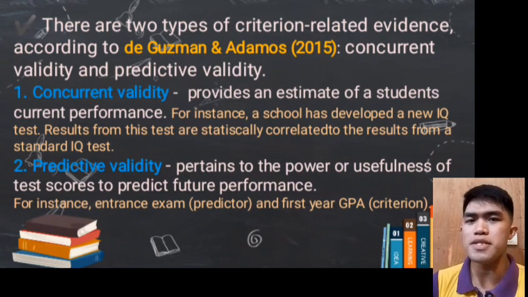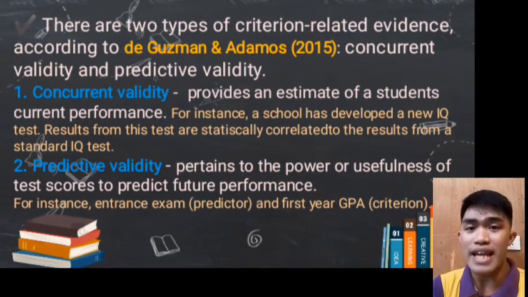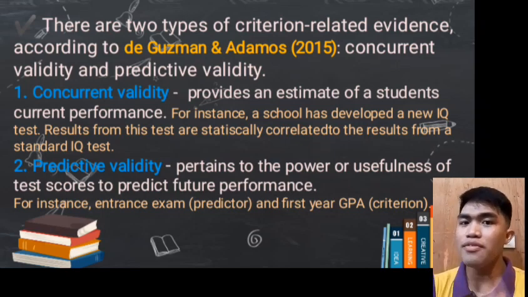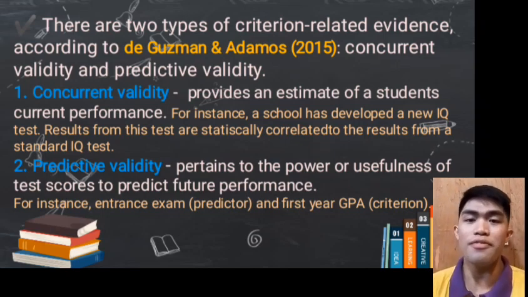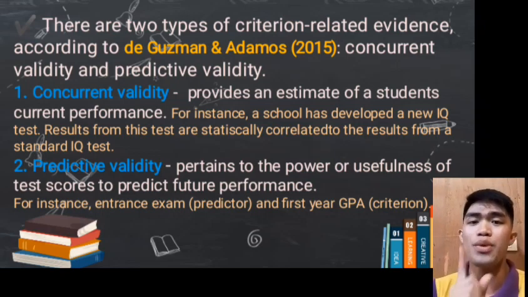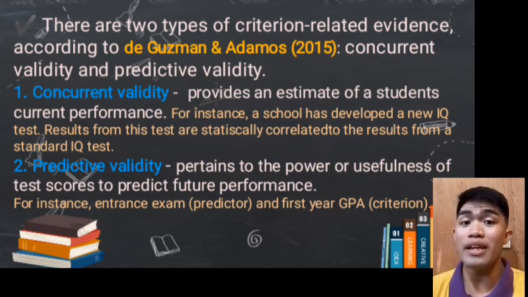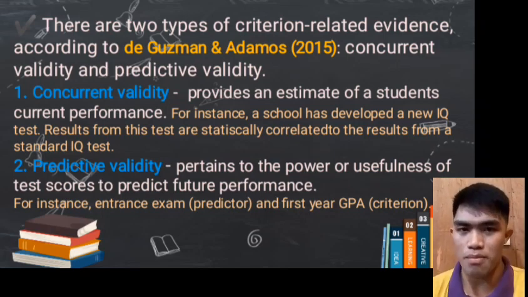There are two types of criterion-related evidence according to De Guzman and Adamos 2015. Concurrent validity and predictive validity. First, we have concurrent validity. A concurrent validity provides an estimate of a student's current performance.